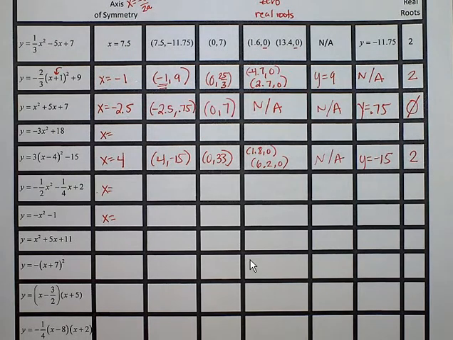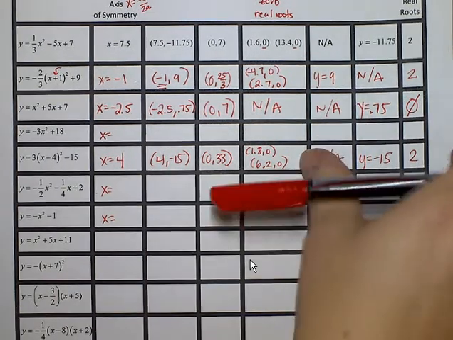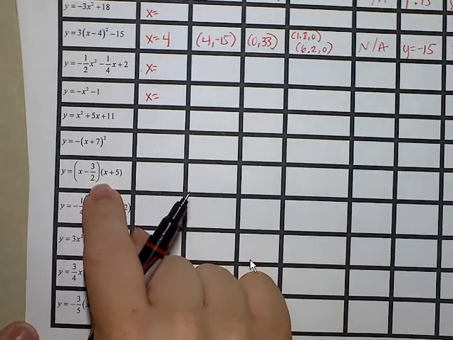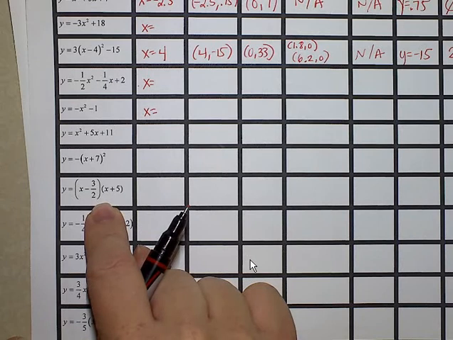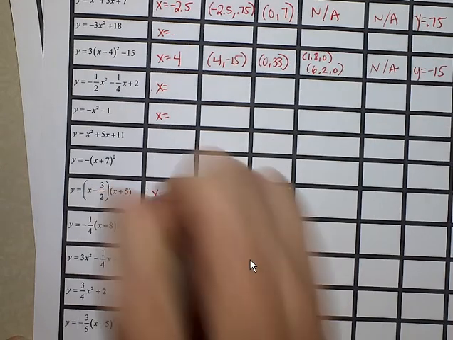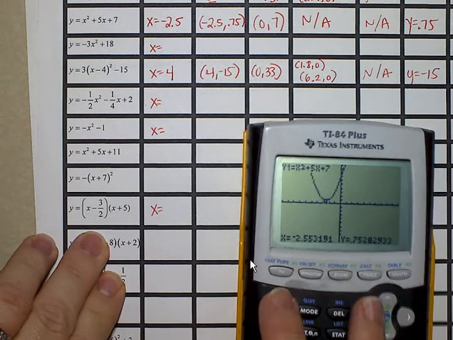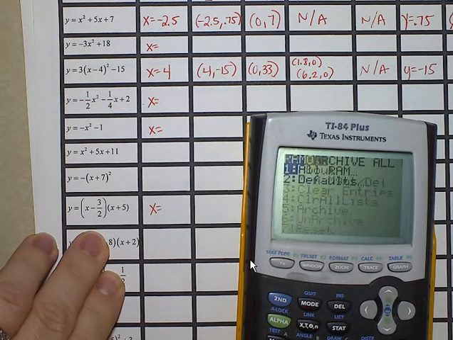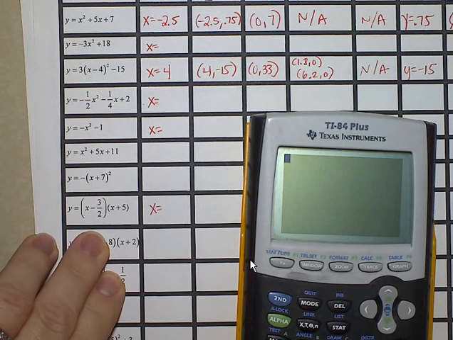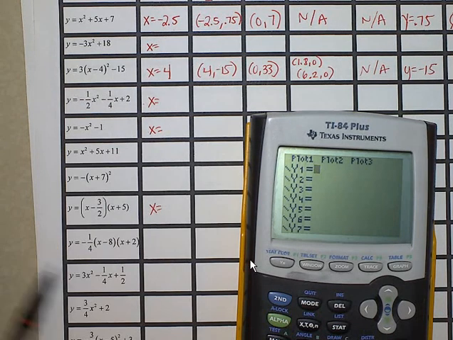Let's find one that's in factored form. Please go all the way down to this problem. Let's write x equals, and let's plug it into your graphing calculator. Let's start by doing second plus 712. I'll give you a chance to plug it in.